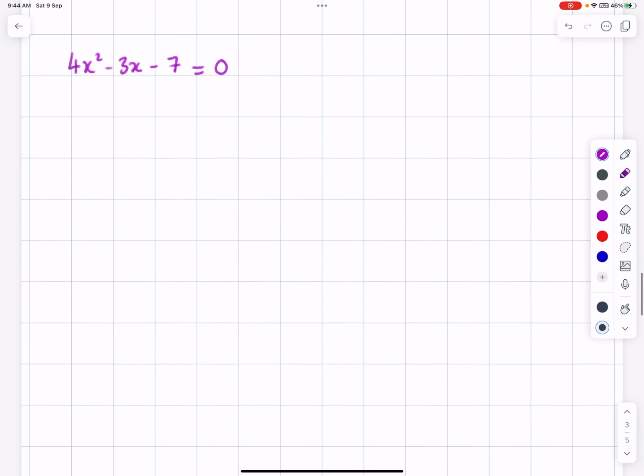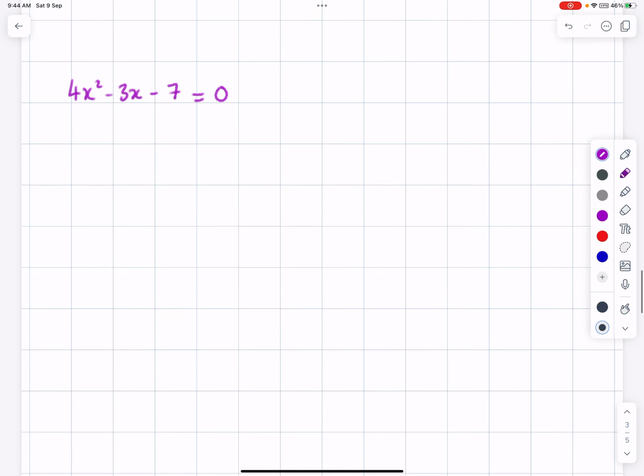Okay, nearly at the end, let's just do one more of these. So again, it's a quadratic equation, so we're going to have a solution. I'd really strongly suggest you try and get ahead of me here. Stop the video and actually have a go at doing this. I'll go through and do it now.